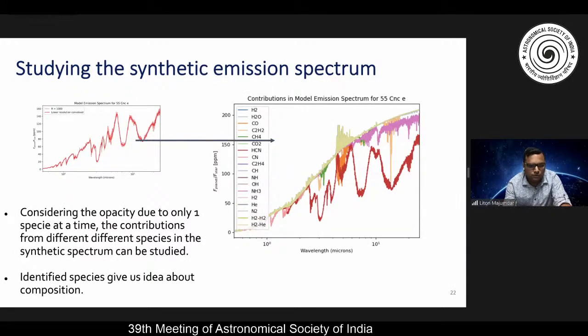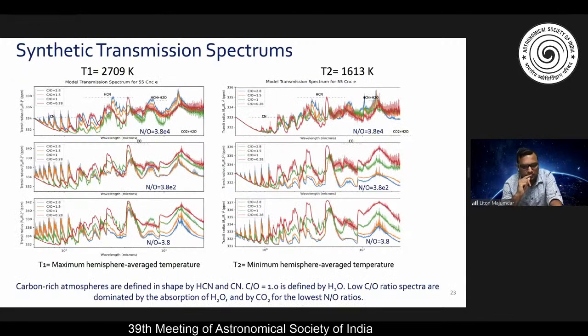Probably I will go to one of the plots that is important to understand here. So we looked at the transmission spectrum for this particular planet, 55 Cancri e, under different C/O ratios. As I mentioned, the C/O ratio is extremely important depending on where your planet is forming. And what you can clearly see for higher C/O ratio, so you can think of carbon-rich atmospheres, is that they are defined by the shape of HCN and also the shape of CN.